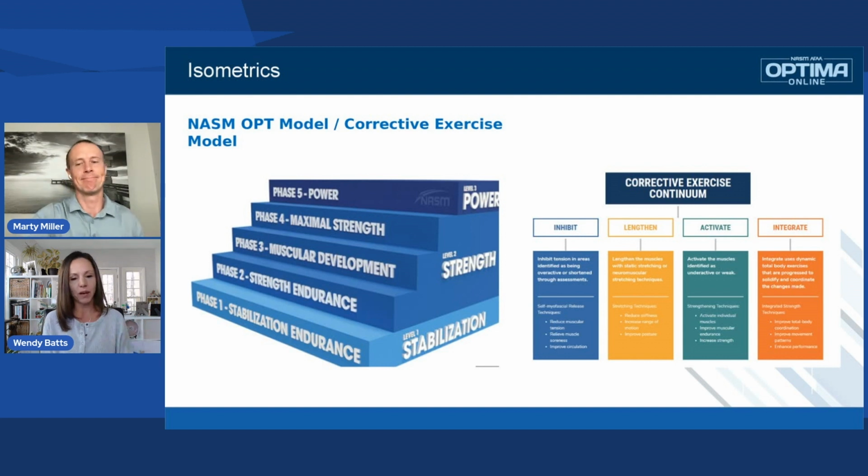So thinking about, again, the body as a whole, find those compensations, go through the corrective exercise continuum, look at that as an extensive or extended warm-up for someone. Go through inhibit by foam rolling, go through lengthening by stretching the muscles that need to be stretched, go through activation. And activation is really where isometrics can play an important role in trying to get those weaker muscles to fire correctly. And then integrate it, do upper and lower combinations.